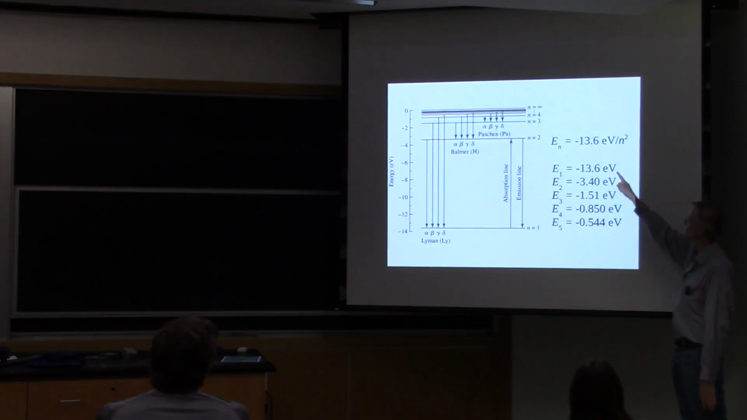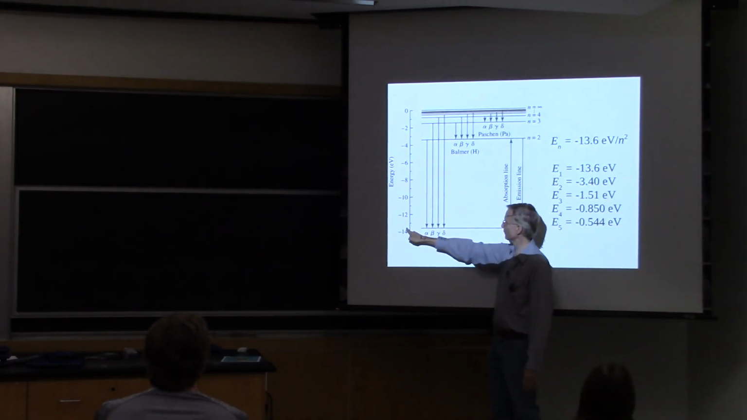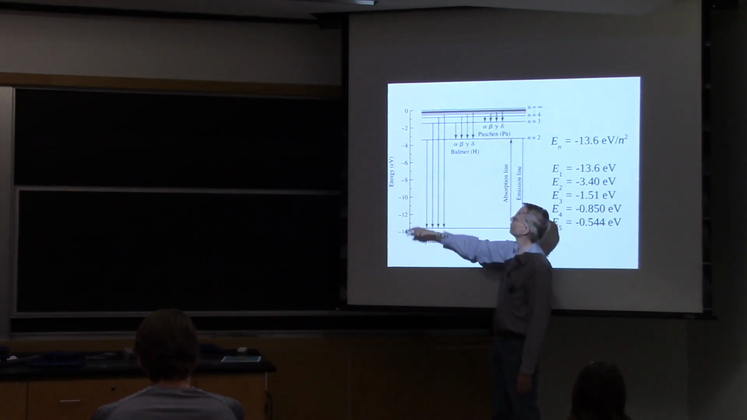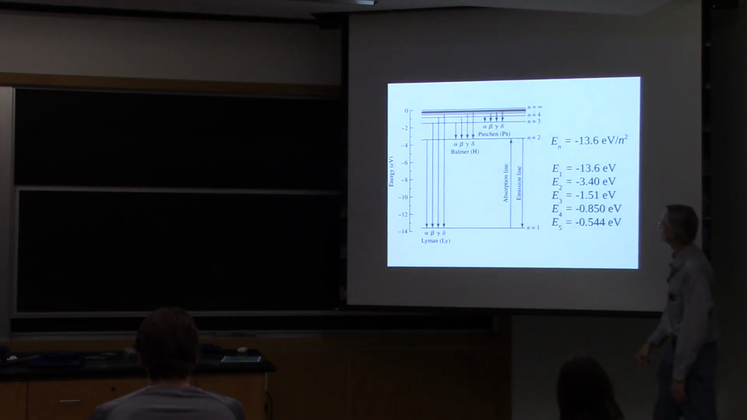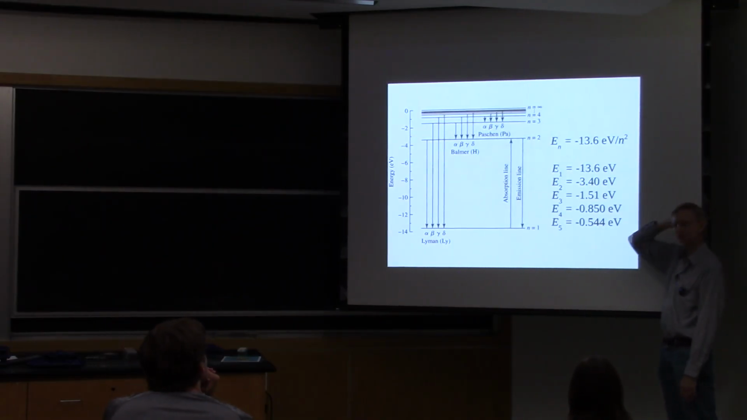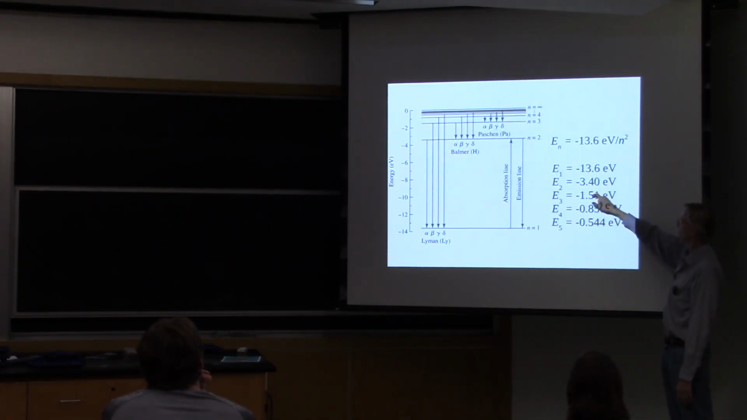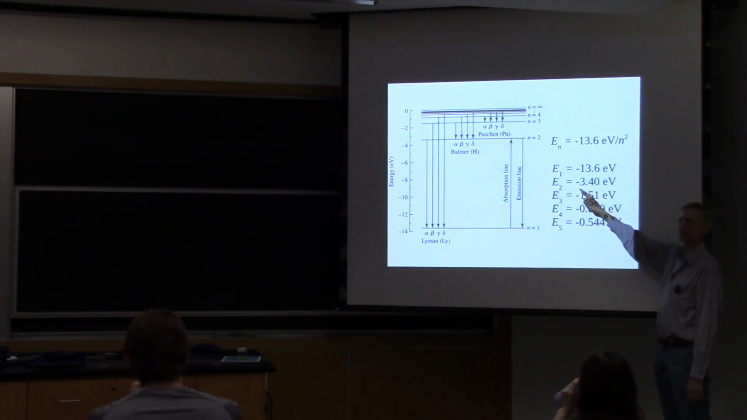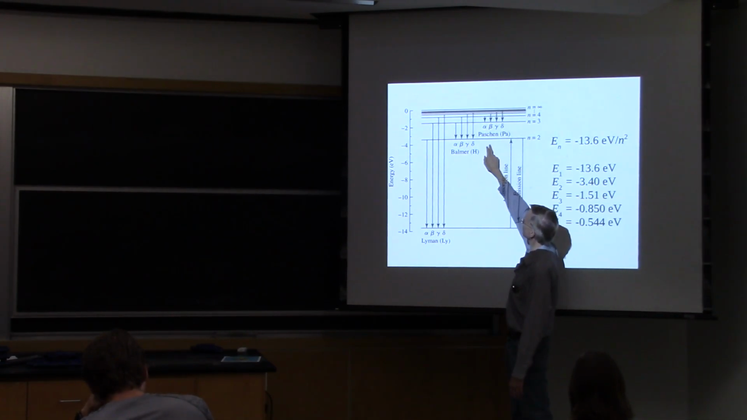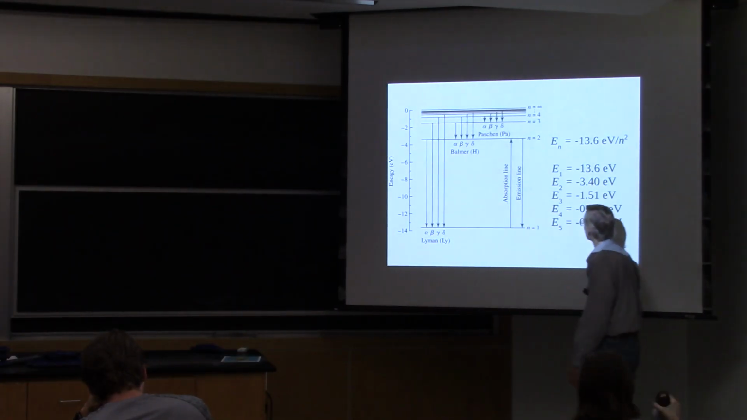Minus 13.6 electron volts, as a matter of fact. So you can see that on the scale. Here's this figure from your book. Minus 13.6 electron volts. And then you go to E2, it's minus 13.6 electron volts over 2 squared. 13.6 over 4 is 3.4. So that's minus 3.4 electron volts. So the first excited state is up here at minus 3.40 electron volts.